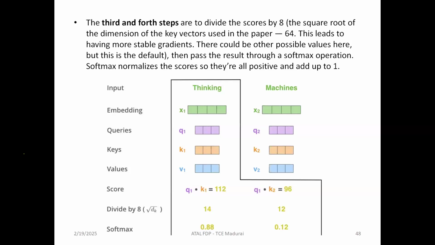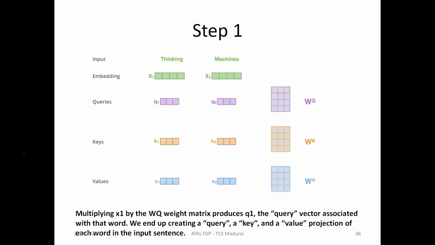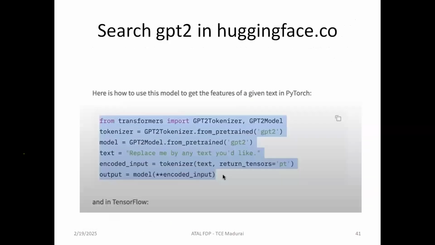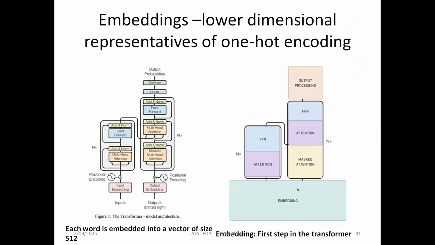Okay, so this is somewhat happening behind the black box. The softmax score determines how much each word will be expressed at this position. So this softmax, you can see in this block diagram, where you can find softmax at the output layer.